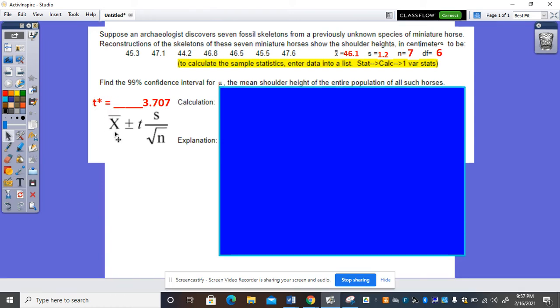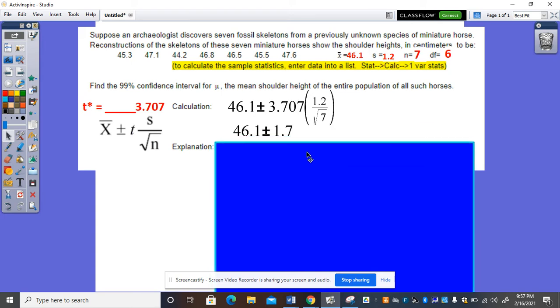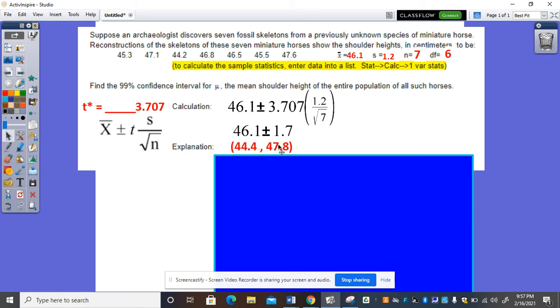So we just plug in what we know into this formula. Does that make sense? There's the X bar is the 46.1, our T value we just looked up on our chart, standard deviation, and here you do divide by square root of 7. Some kids accidentally put the 6 here, but you put the 7 there. Do the math. This multiplies out to being a 1.7, and then here's our confidence interval.